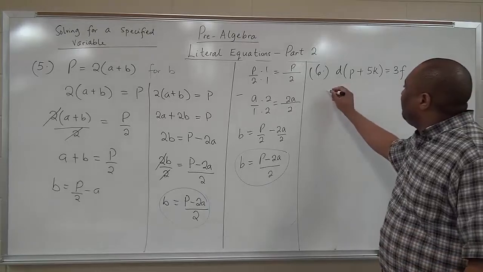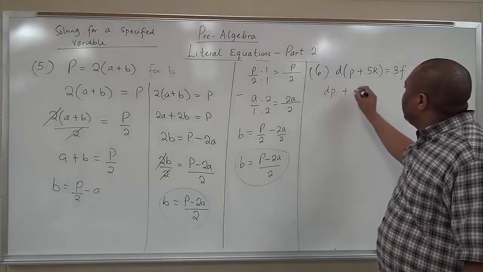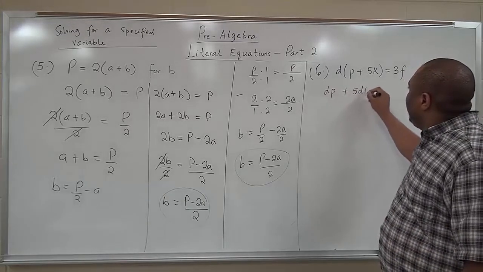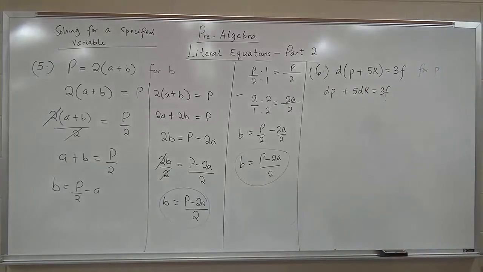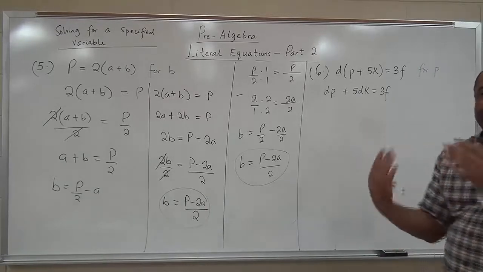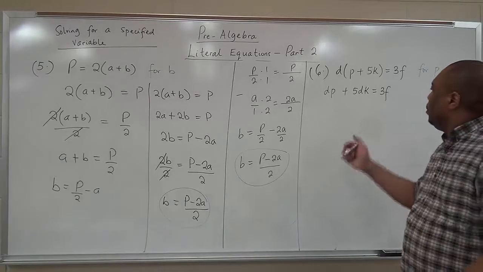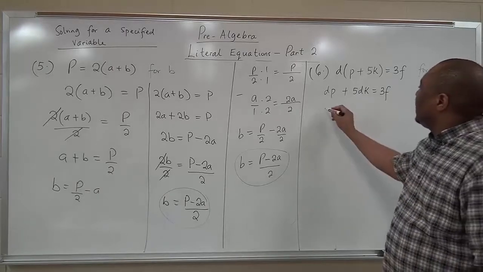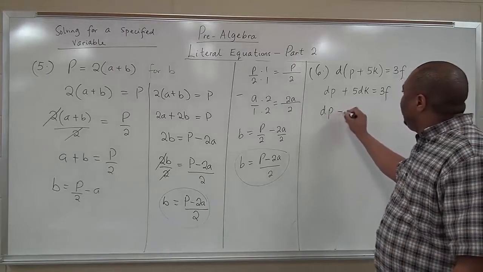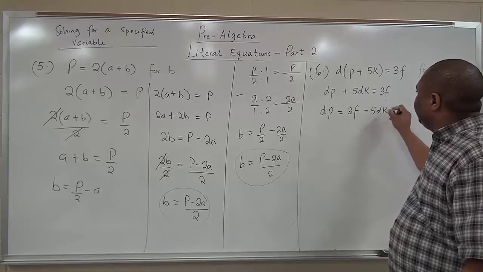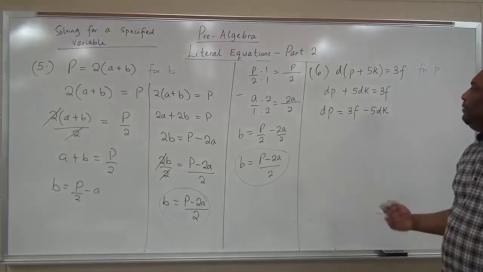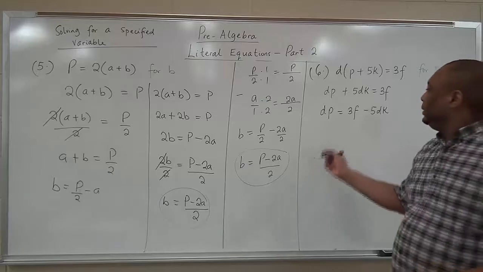If we distribute, we have dp plus 5dk equal to 3f. And then we subtract 5dk from both sides. We have that dp is equal to 3f minus 5dk. And then we now divide both sides by d.